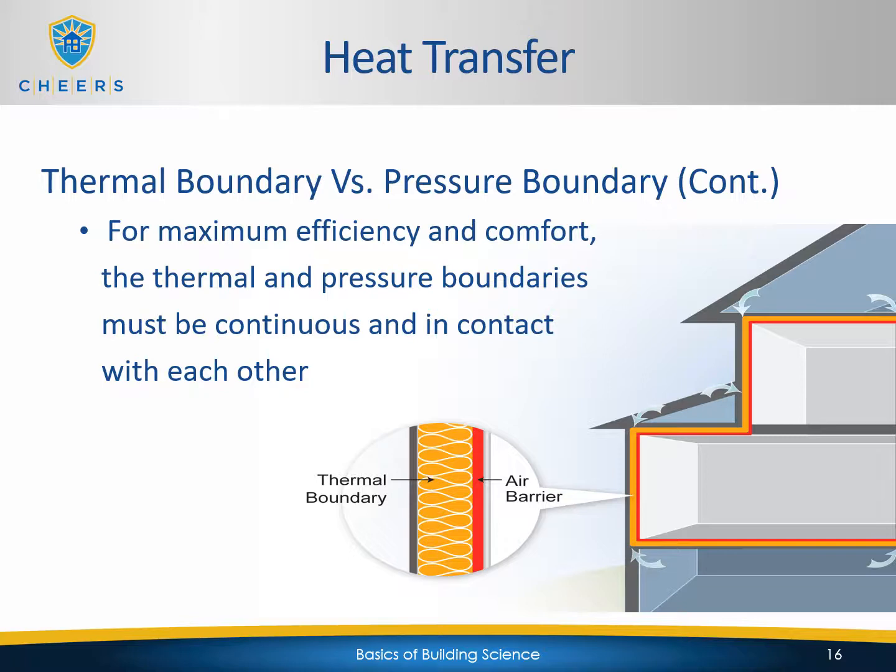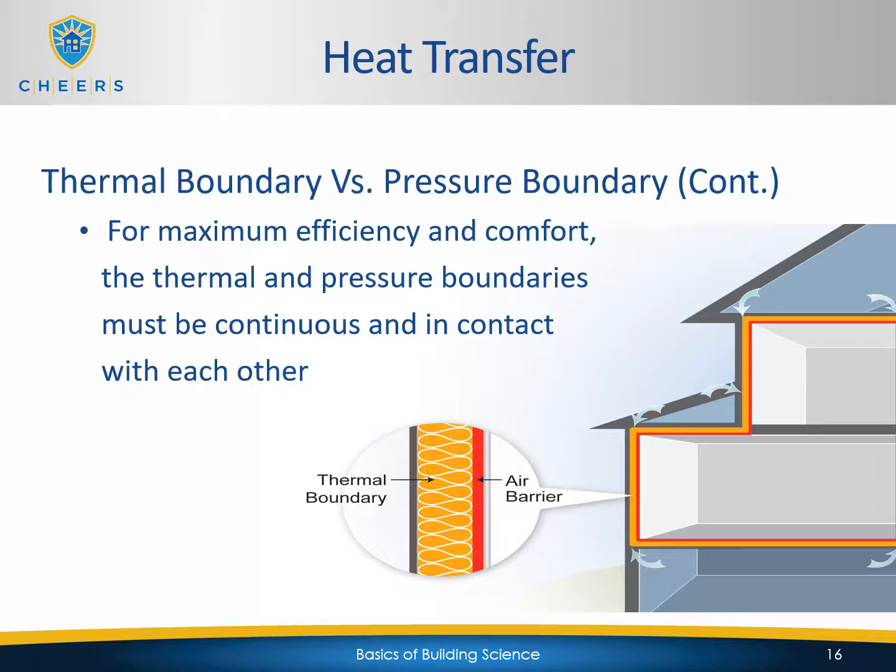So for maximum efficiency and comfort, the thermal and pressure boundary must be continuous and in contact with each other. So when thinking of a well-built home, the thermal boundary should always be in contact with the pressure boundary, or in this particular case, as the slide shows it, the air barrier. So when you're thinking air barrier, that's an interchangeable term for pressure boundary. The air barrier is the pressure boundary and vice versa.